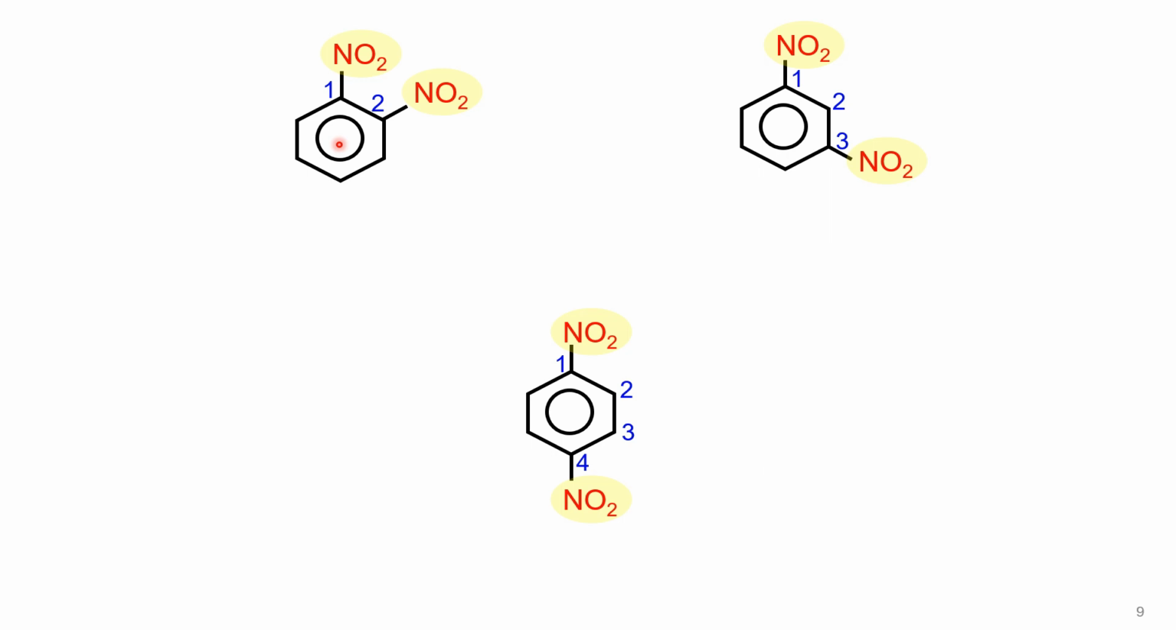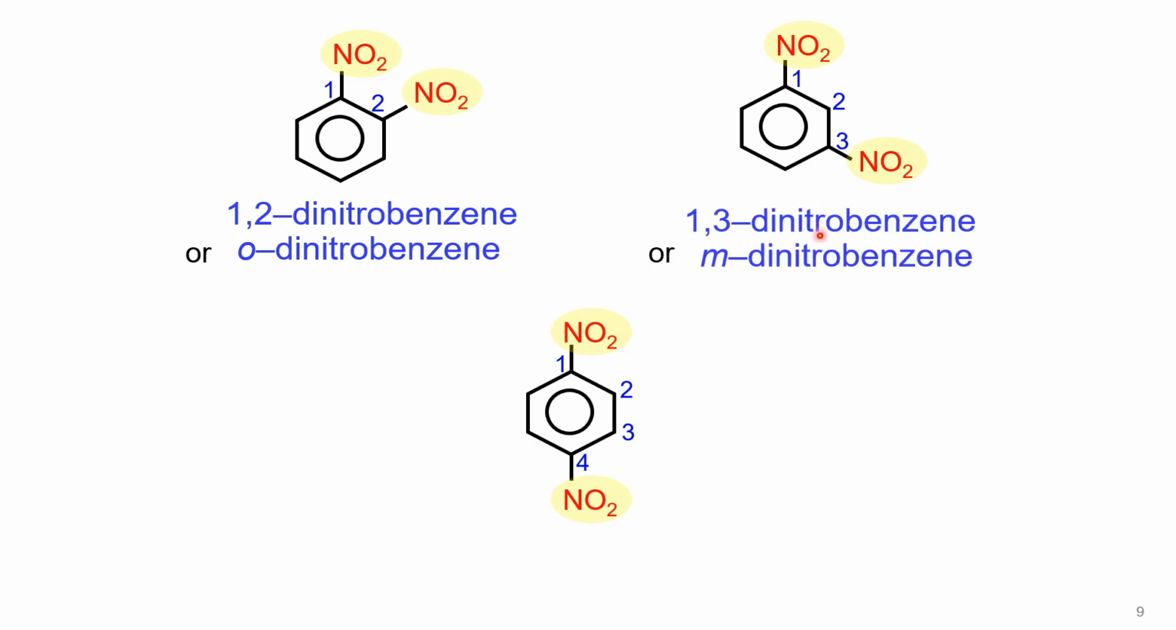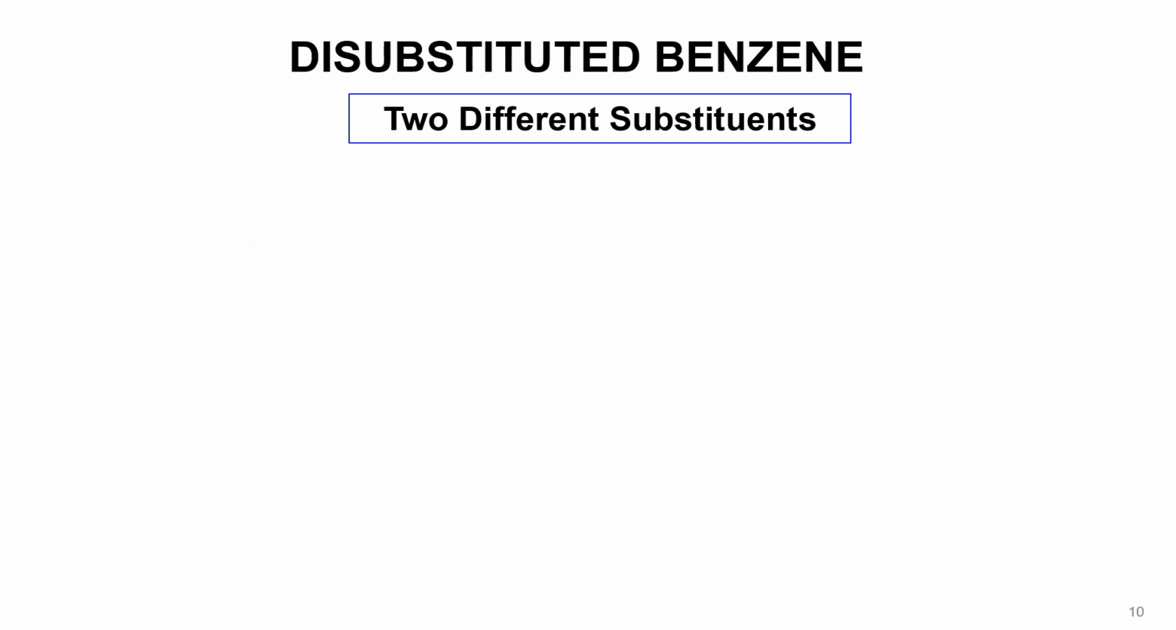Let's try another example. Structure 1, NO2 at carbon 1 and carbon 2, is named 1,2-dinitrobenzene or ortho-dinitrobenzene. Structure 2, NO2 at carbon 1 and carbon 3, is named 1,3-dinitrobenzene or meta-dinitrobenzene. Structure 3, NO2 at carbon 1 and carbon 4, is named 1,4-dinitrobenzene or para-dinitrobenzene. Let's continue with disubstituted benzene for two different substituents.